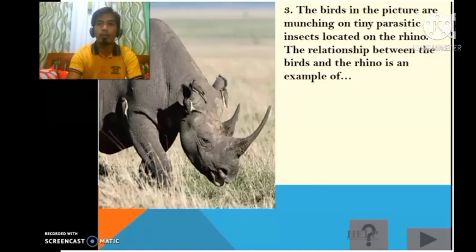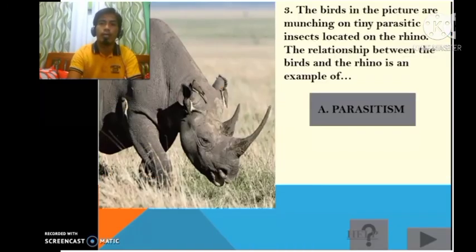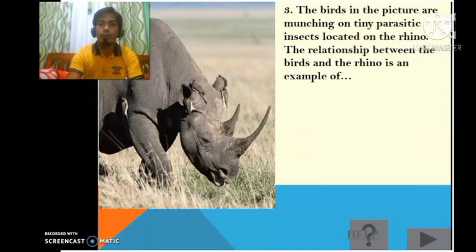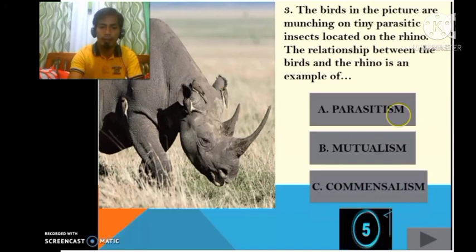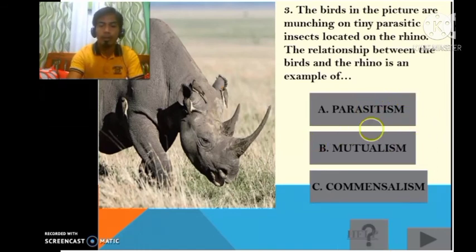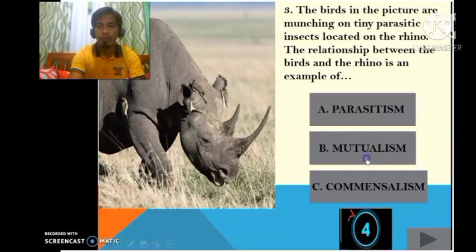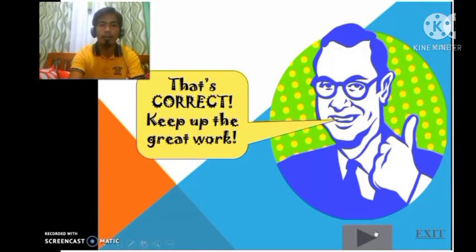For number 3, the birds in the picture are munching on tiny parasitic insects located on the rhino. The relationship between the birds and the rhino is an example of letter A, parasitism, B, mutualism, or C, commensalism. Okay, so the answer for number 3 is mutualism. Correct, the answer is mutualism.